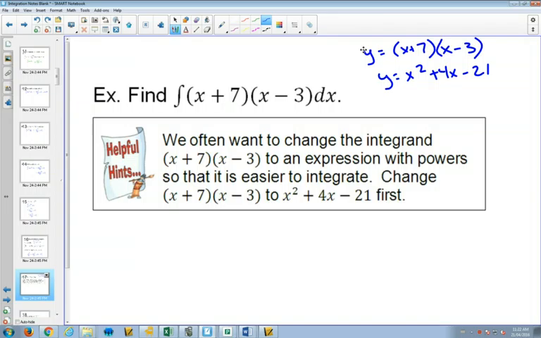Well, the same thing happens with integration. So if we multiply this out, now I know how to do the integral of each one of these separately. Because each of them are power rules, so you can just add 1 to the exponent and divide by that number.